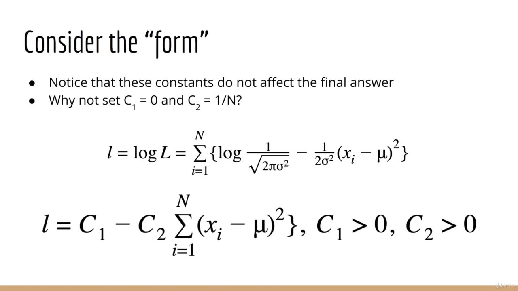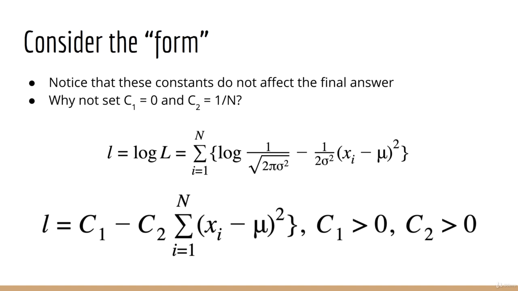Here's what's important to notice about the log likelihood. If you notice, the log likelihood has the same form as this expression, where I've replaced the constant terms with C1 and C2. You'll realize that it actually doesn't matter what values C1 and C2 have, they don't affect the answer we get eventually, that mu is the sample mean of x.